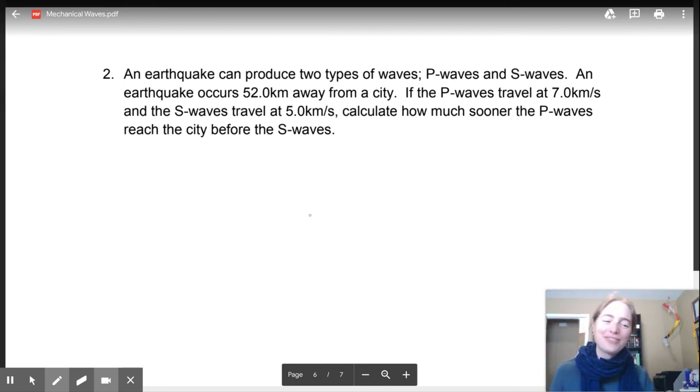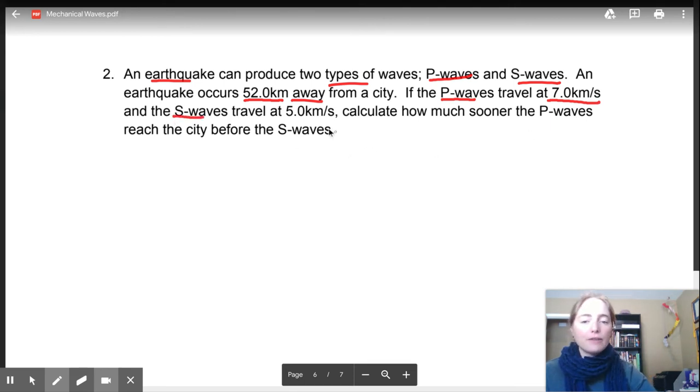Okay. So, ladies and gentlemen, an earthquake can produce 2 types of waves, P waves and S waves. If an earthquake occurs 50 kilometers away from a city, and the P waves travel at 7 kilometers per second and the S wave travels at 5 kilometers per second, calculate how much sooner the P waves reach the city before the S waves.